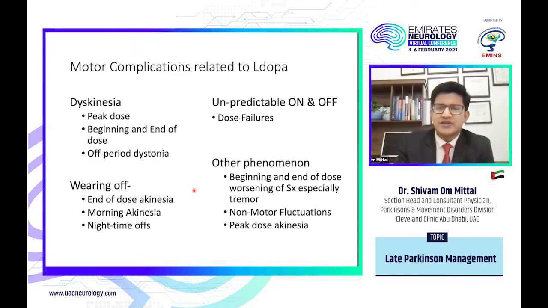These are the motor fluctuations that we usually deal with in day-to-day practice, mostly with dyskinesias, wearing off, unpredictable on and off. When the patient takes a medicine, the dose doesn't kick in. And many times the patient will tell that after I take the medicine and as the medication is wearing off, I have worsening of my tremor. Patients will commonly have non-motor fluctuations as well. And sometimes the patient can have peak dose akinesia.